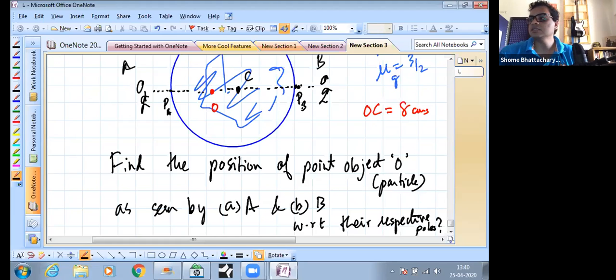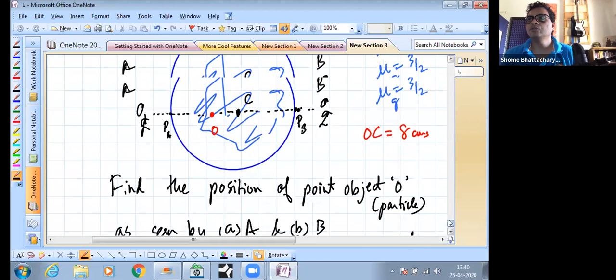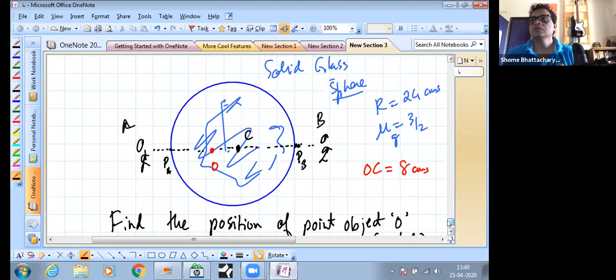The radius is, yeah, and just scroll up. It was 24 centimeters, I think. Yeah. So the radius is 24 centimeters. The distance OC is 8. Now we just find the position of the image as seen by A and B.